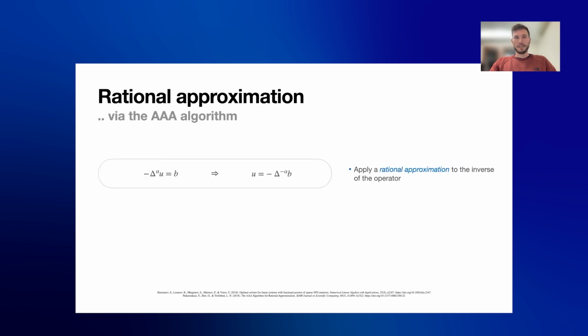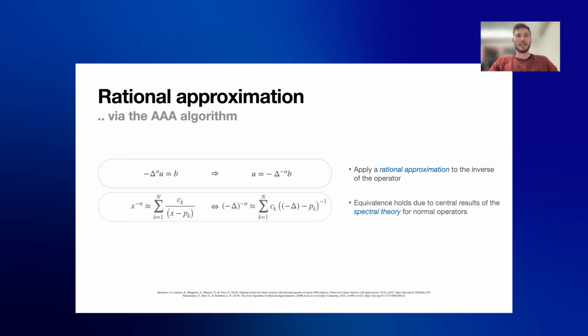So in a nutshell, we start off with our equation and we move the operator to the right-hand side by simply applying its inverse. And then we make this change. We say, well, let's replace the Laplacian by x first. Then we would end up with x to the minus alpha instead of minus Laplace to the power of minus alpha. And this function, x to the minus alpha, we can approximate with a rational approximation.